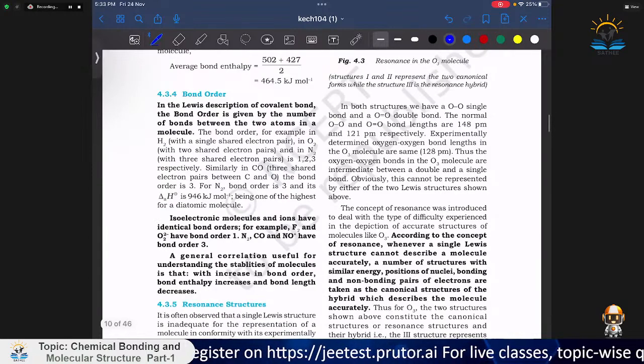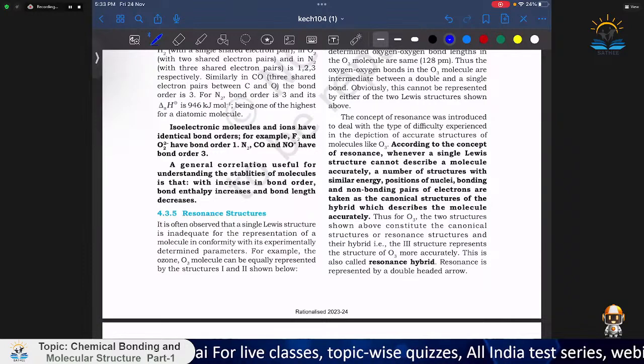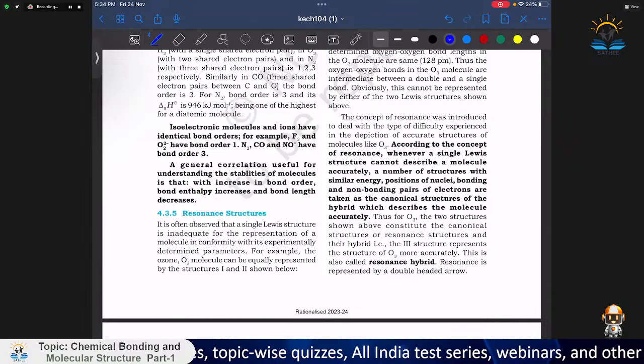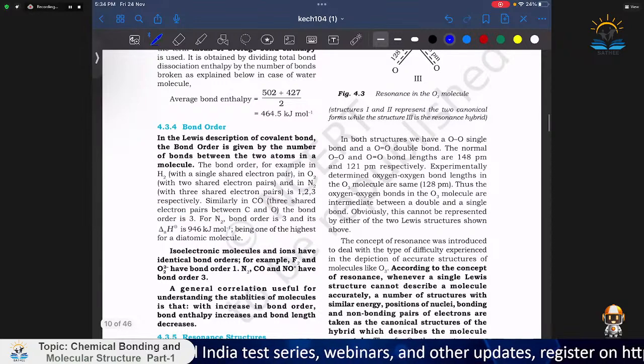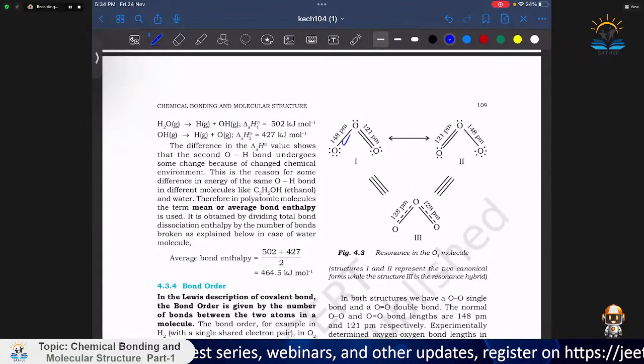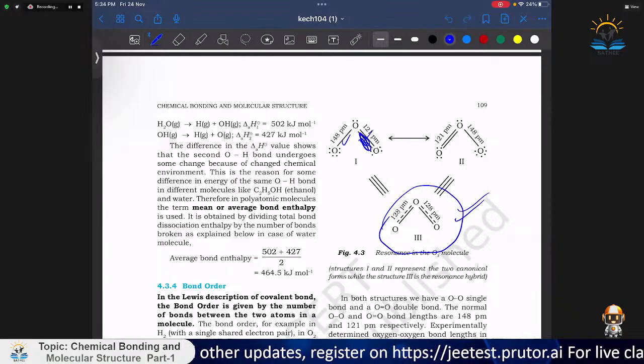Okay. So we were talking about resonance and resonance structures. It is often observed that a single Lewis structure is inadequate for representation of a molecule in conformity with its experimentally determined parameters. Resonance explains why ozone has the same bond lengths. Although we can see that one of them is a single bond and one of them is a double bond, in ozone we find an intermediate kind of structure in which your bond lengths are identical because the electrons of the double bond are shared between both the bonds.